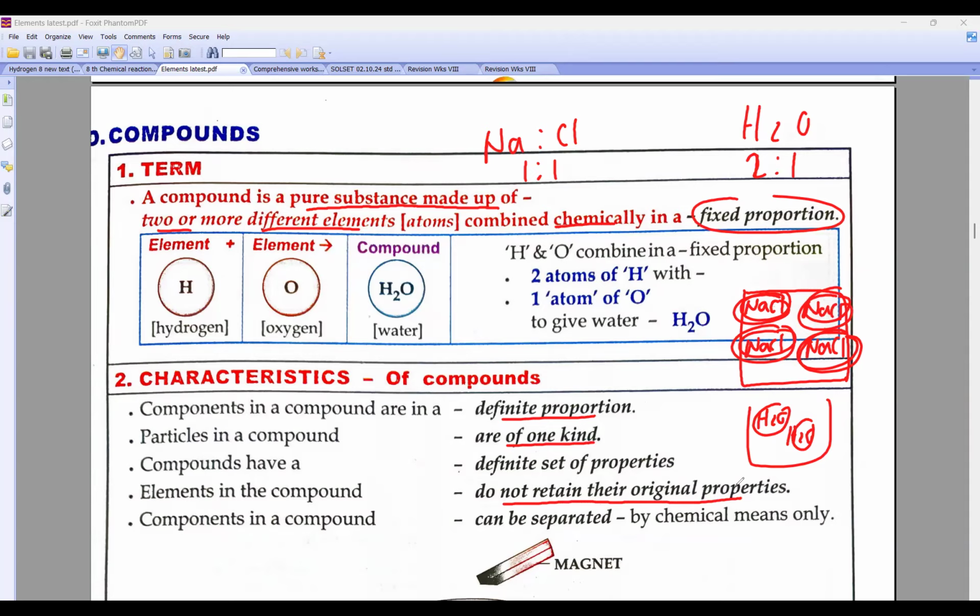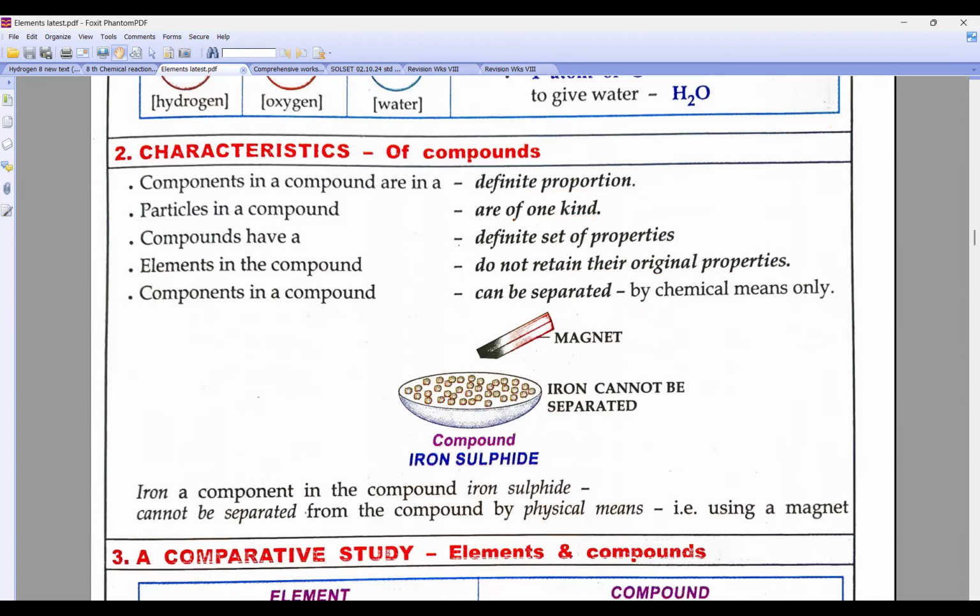Water is liquid, but hydrogen and oxygen were gas or not? Tell me. Sodium chloride is solid. Sodium is metal, but chlorine is gas. But do they retain their original property? No. They can be separated only by which means? Chemical means.